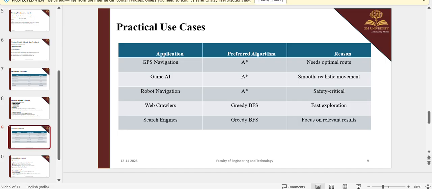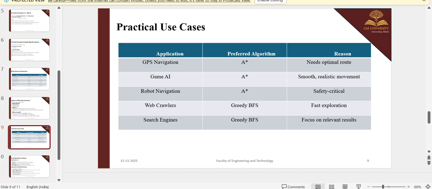And next, game AI. In games, characters use A star to move smoothly and realistically between points. It avoids obstacles and creates believable movement paths. And next, robot navigation. Robots often use A star since it is safety critical, meaning the robot must choose the best path to avoid collisions or damage.